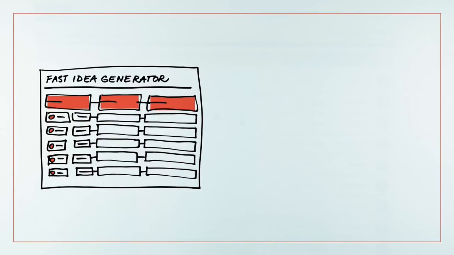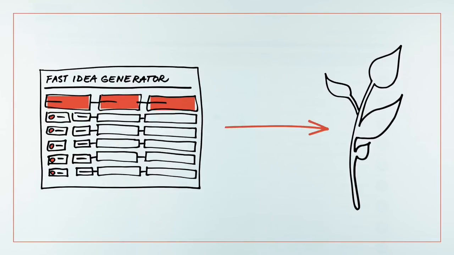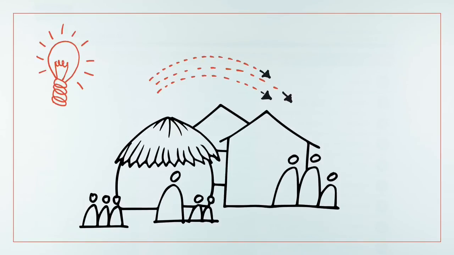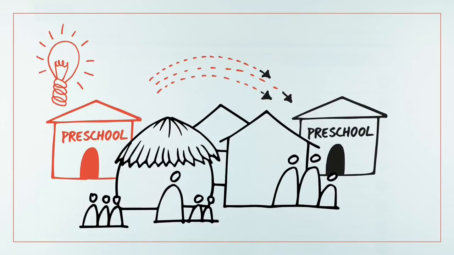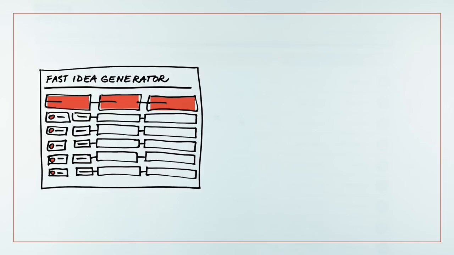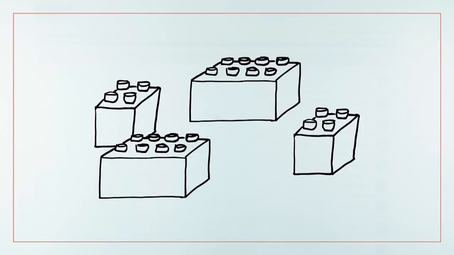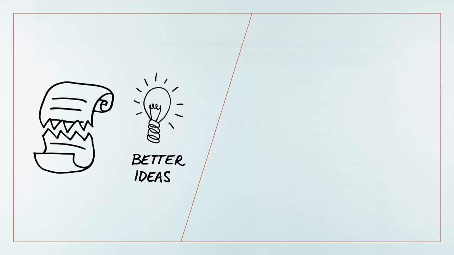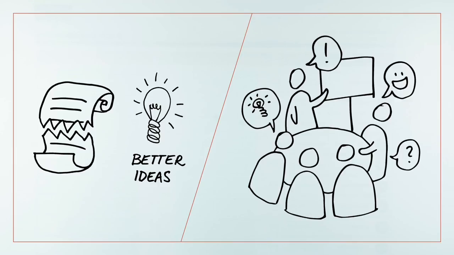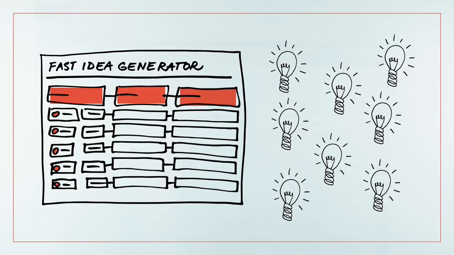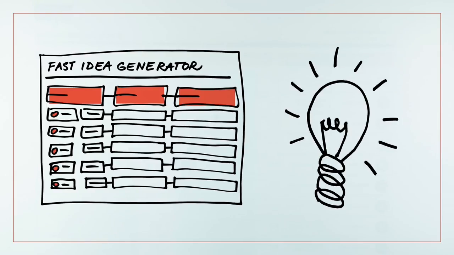With the help of the Fast Idea Generator, Rikta sees an opportunity to bring the classroom close to the home of local children. She decides to set up a preschool in her community where children get the chance to learn from a young age. The Fast Idea Generator will help you stretch your thinking to find better ideas. And it will make brilliant discussions amongst your team. Challenge your ideas and make them really stand out.